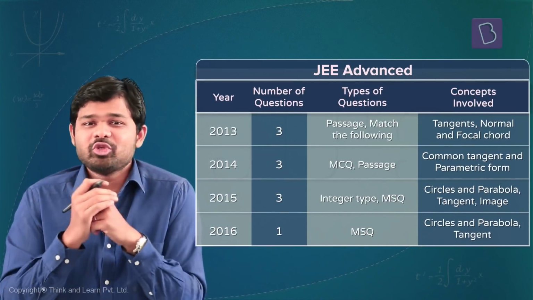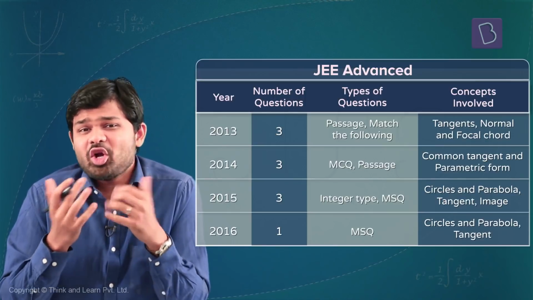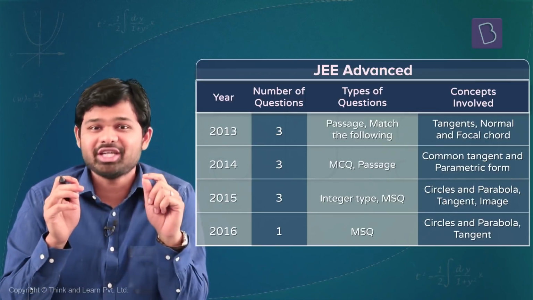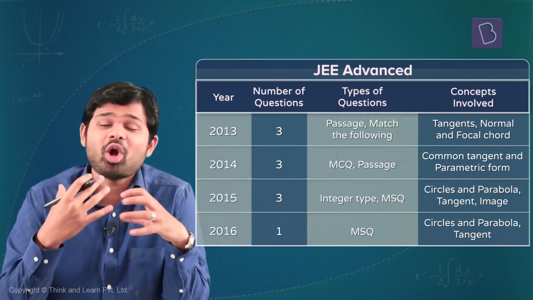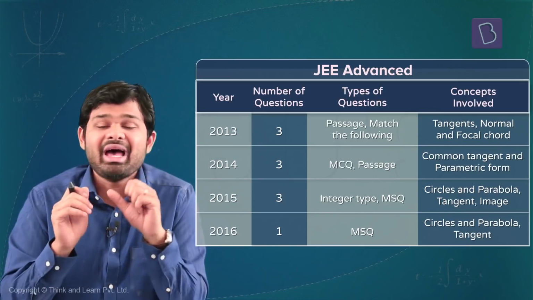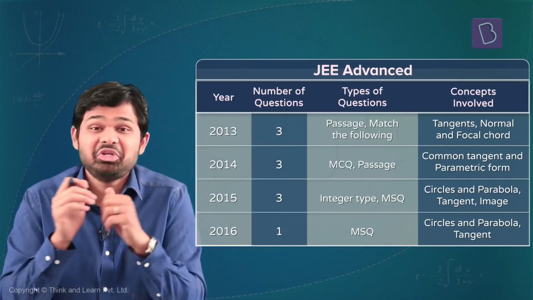2016, one of those lucky years where people, if they did not know parabolas, could have still managed because only one question came, and this question was a multiple correct answer question, again involved concepts of both circles and parabolas and a little bit of tangents.